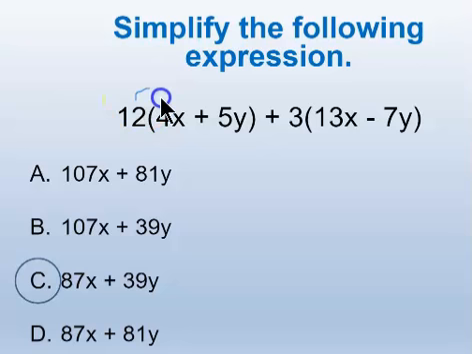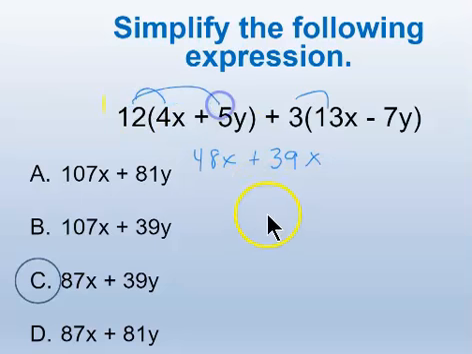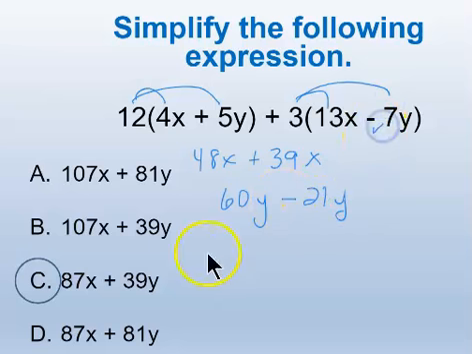And in case you didn't quite get it, that would have been 48x. And remember, these two together give me 39x, so that's a plus, sorry. And this then would also give me the 60y. And this one's going to give me the minus 21y, because there's a negative right there.